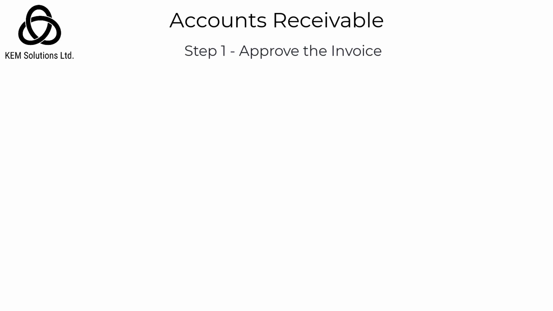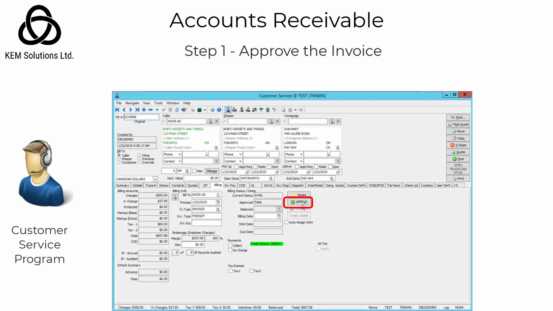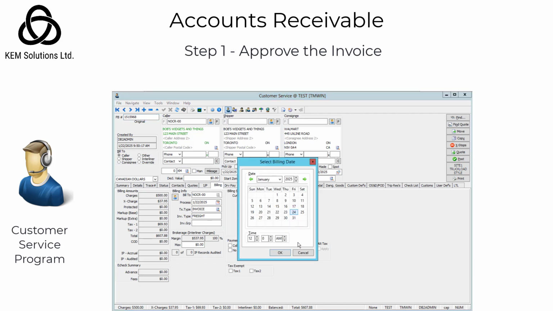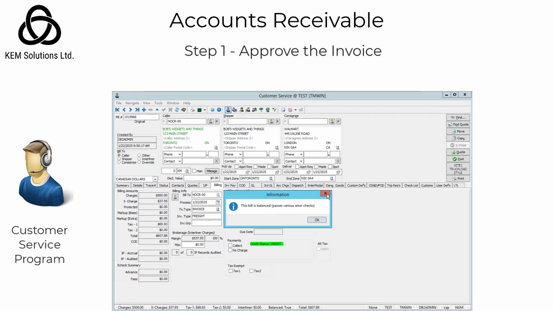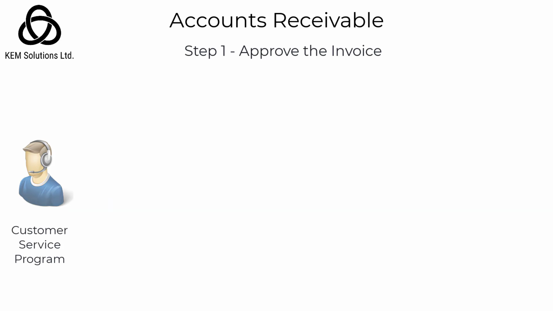Step 1. Approve the invoice. In customer service, click the Approve button to move the bill forward. This will also assign a billing date to your order, which will flow into your accounting module. If your GL does not balance, the bill will not be permitted to move into the general ledger. So ensure GL postings are balanced first in the Billing tab.